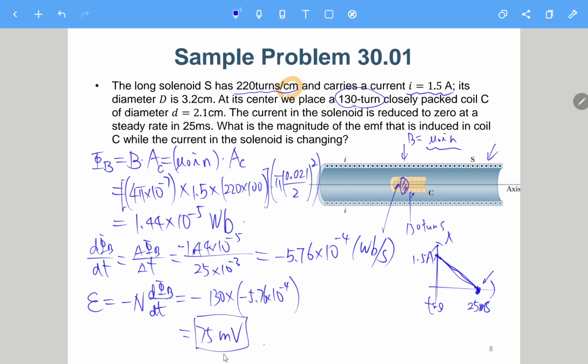But actually we can measure the voltage. So this is pretty easy. We only need to calculate how much the magnetic flux is changing, and then use Faraday's law, and then we can find the induced EMF due to the magnetic flux changing due to the solenoid S. If the B field generated by the solenoid S is changing, there will be an induced EMF for coil C, according to Faraday's law.